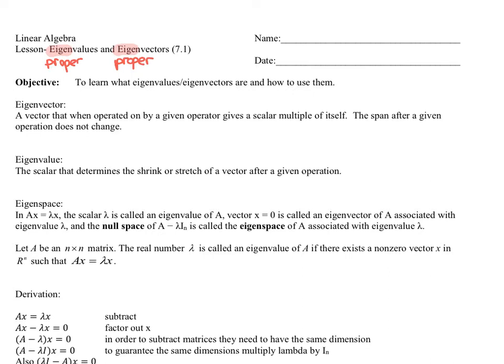So what if there were some vectors out there that, even though every other vector around them were being transformed into new locations, that one would stay put? That's what we call the eigenvector. A vector that, when operated by a given operator, gives a scalar multiple of itself.